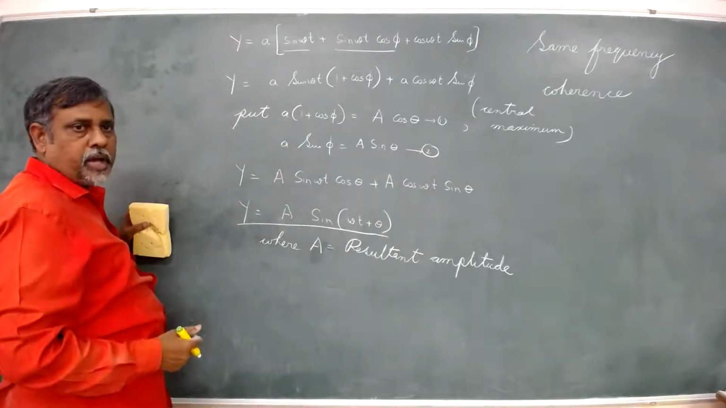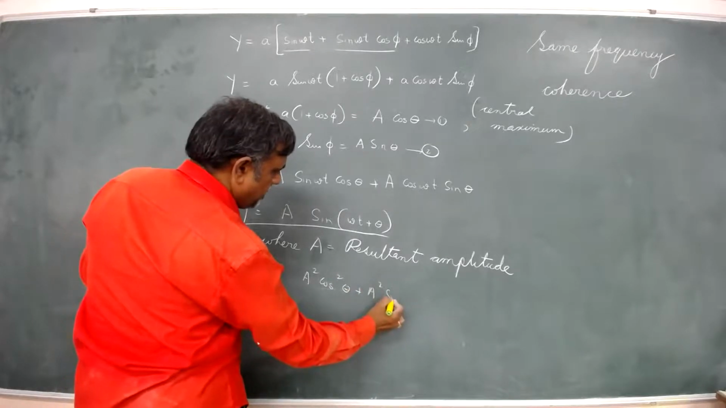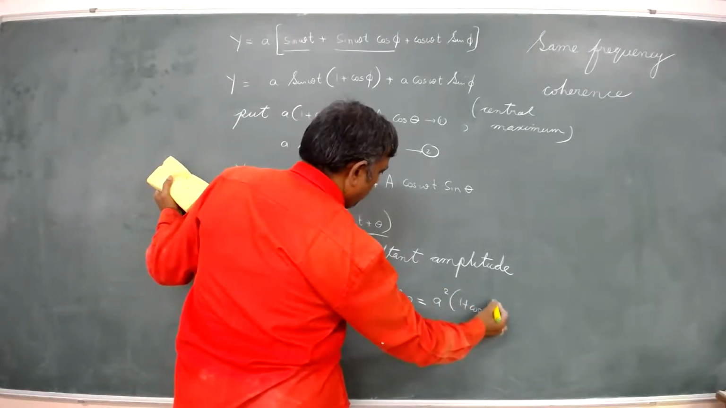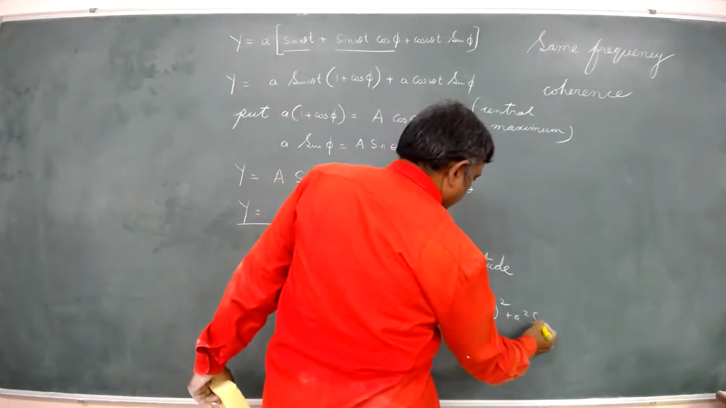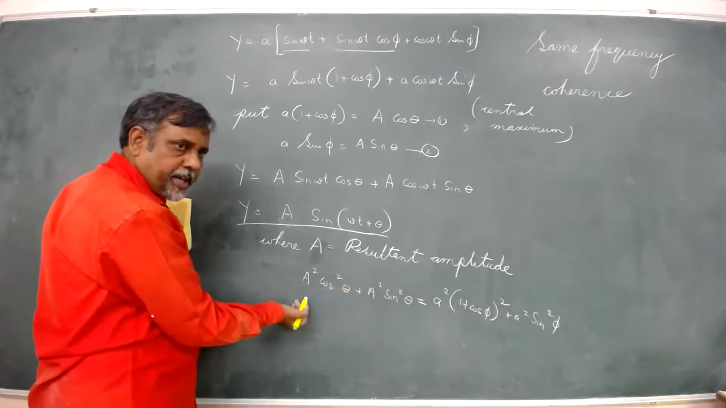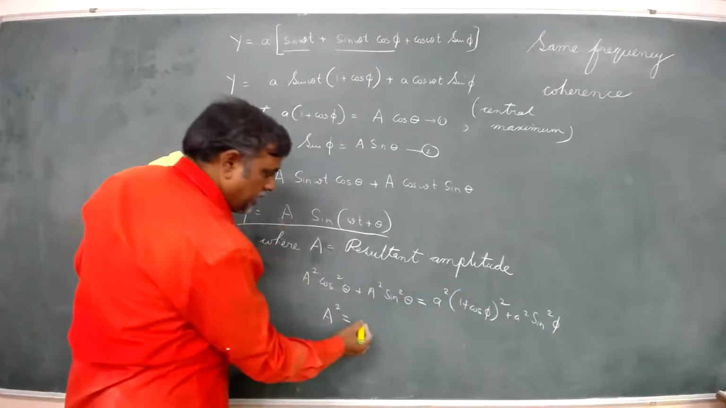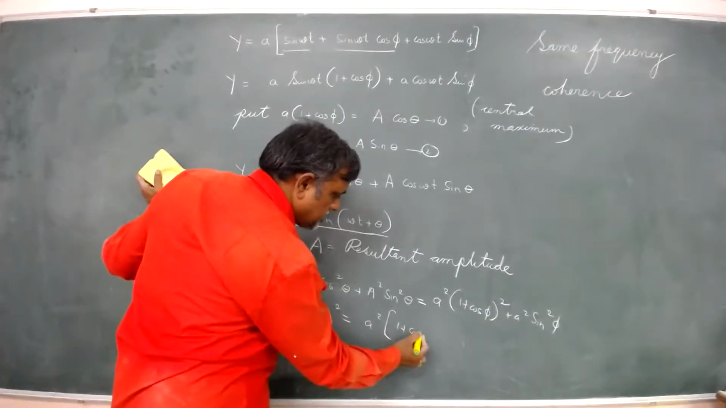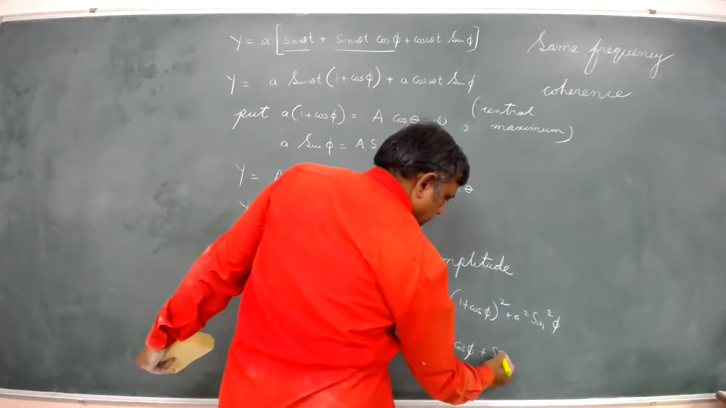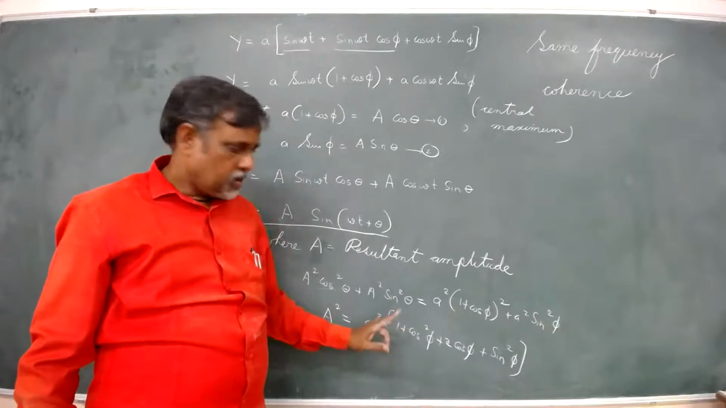By squaring 1 and 2 and adding, what do we get? A square cos square theta plus A square sin square theta is equal to small a square into 1 plus cos phi whole square plus a square sin square phi. Understood? From these two things, A square can be taken as common. Cos square theta plus sin square theta is 1. So this becomes A square. Now, again from these two things, a square can be taken as common. a square into 1 plus cos square phi plus 2 cos phi plus sin square phi. So cos square phi plus sin square phi is 1. 1 plus 1 is 2. 2 plus 2 cos phi.